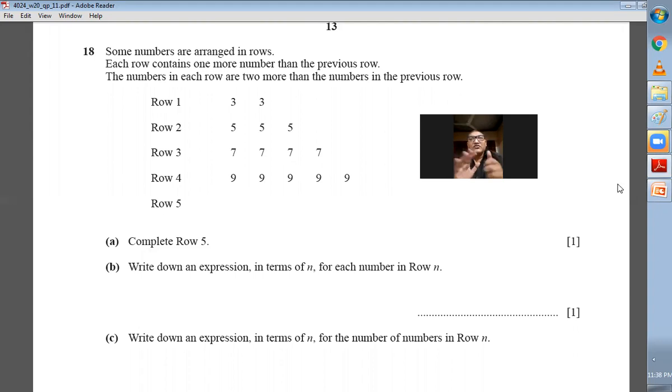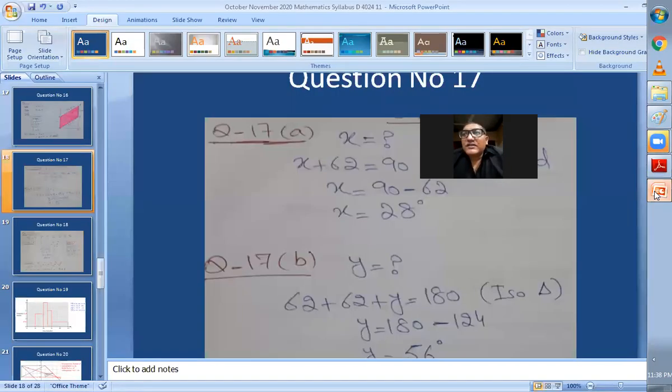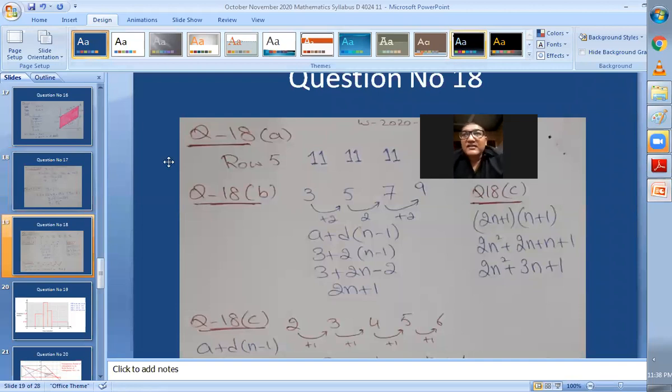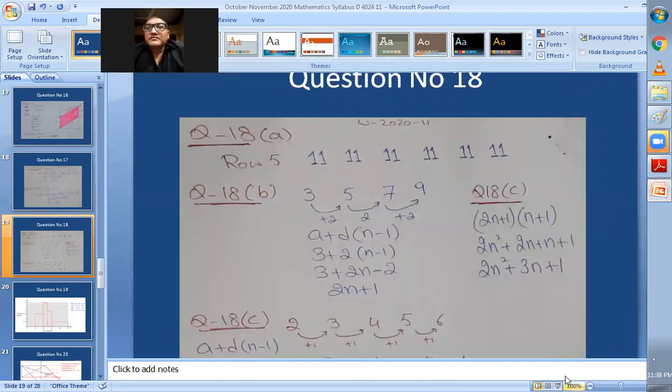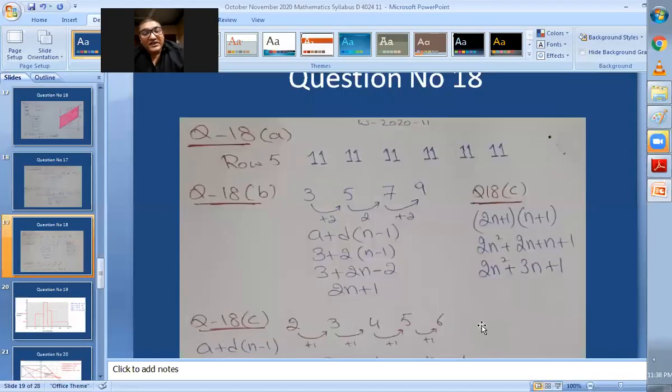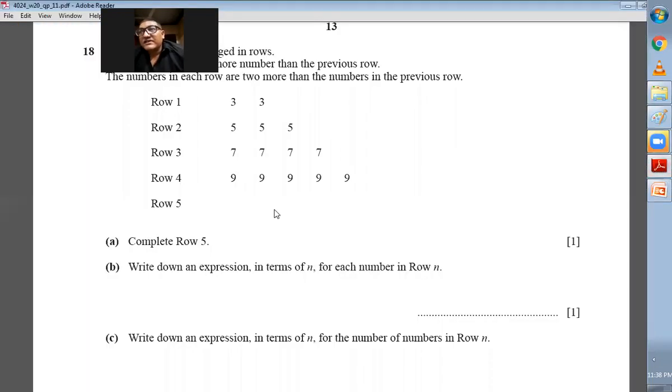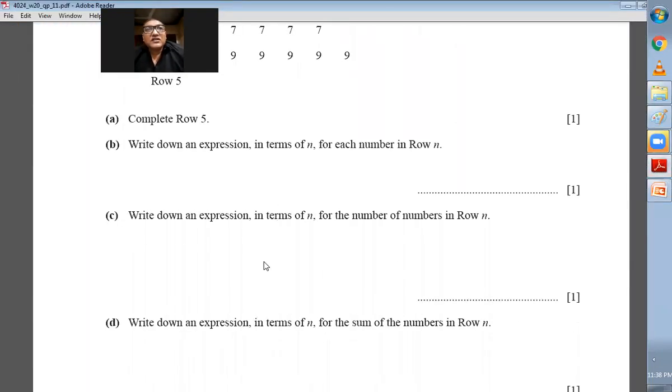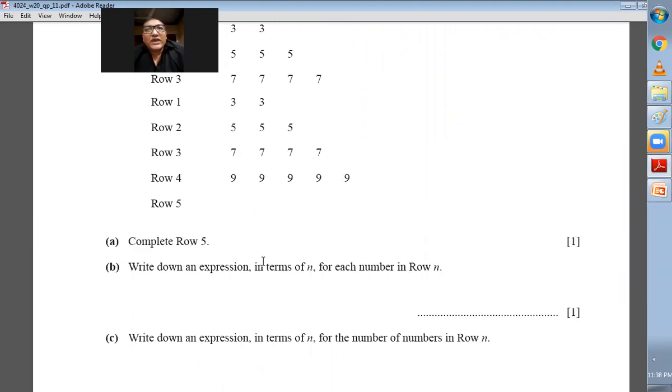So let me show you my work. I've written this work. Yes, so you can see that. So row number 5 will be 11, 11, 11, 11, 11, 11. Six times I have written the 11. We put a comma between them. Question number 18, B part, just check the markings. Let's check the question. Write down an expression in terms of n for each number in row n.